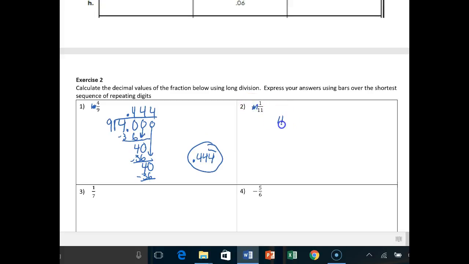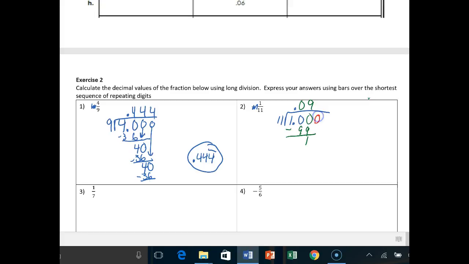1/11. So we're going to say 11 into 1, 0.0. Does 11 go into 10? No, it doesn't. So we even start off with a 0. Now add another 0. Does 11 go into 100? Yes, it does. 9 times. We get 99 with 1 left over.